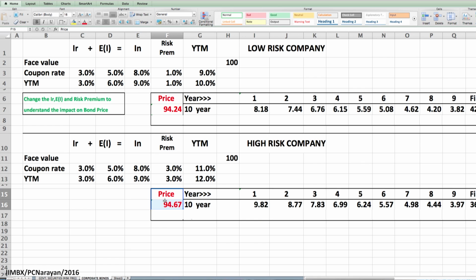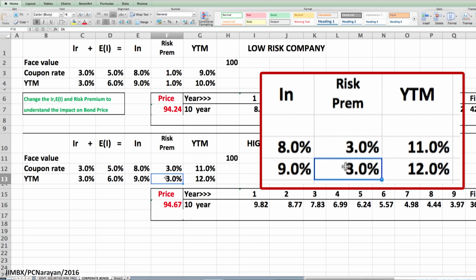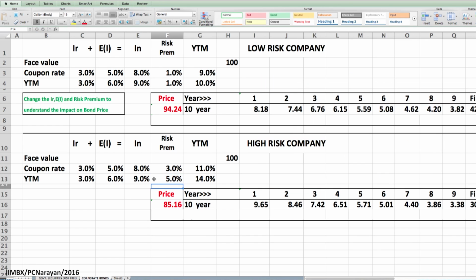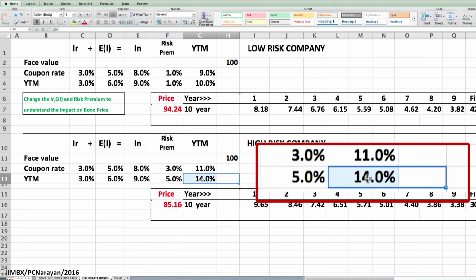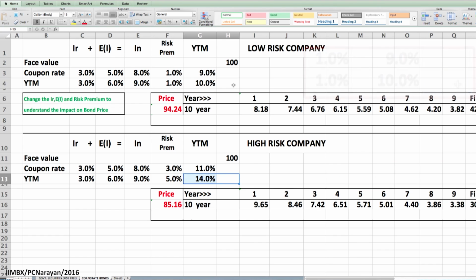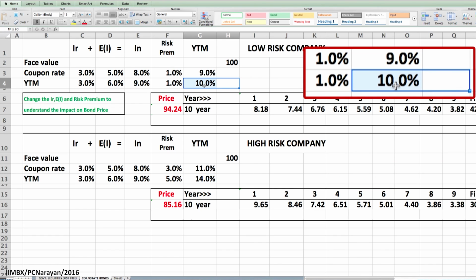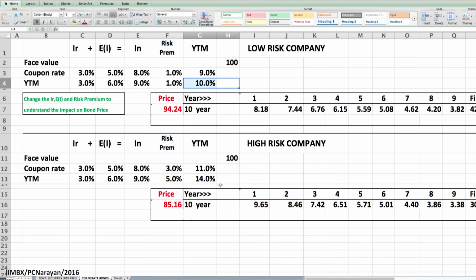Let us say, in addition to the inflation going up, which is systemic and would therefore impact both the bonds, the high risk company's risk profile has gone up even more. In other words, it has become a more risky company. That means its risk premium has now gone to, let's say, 5%. In other words, if the high risk company were to issue a bond today, it would have to pay a coupon of 14%. The low risk company, on the other hand, if it issued a bond today, would have to pay a coupon of 10%.